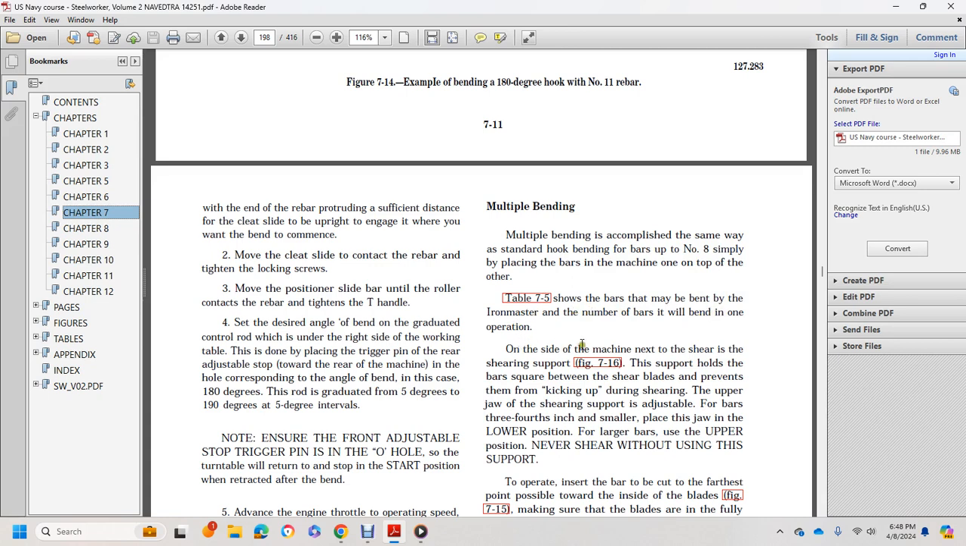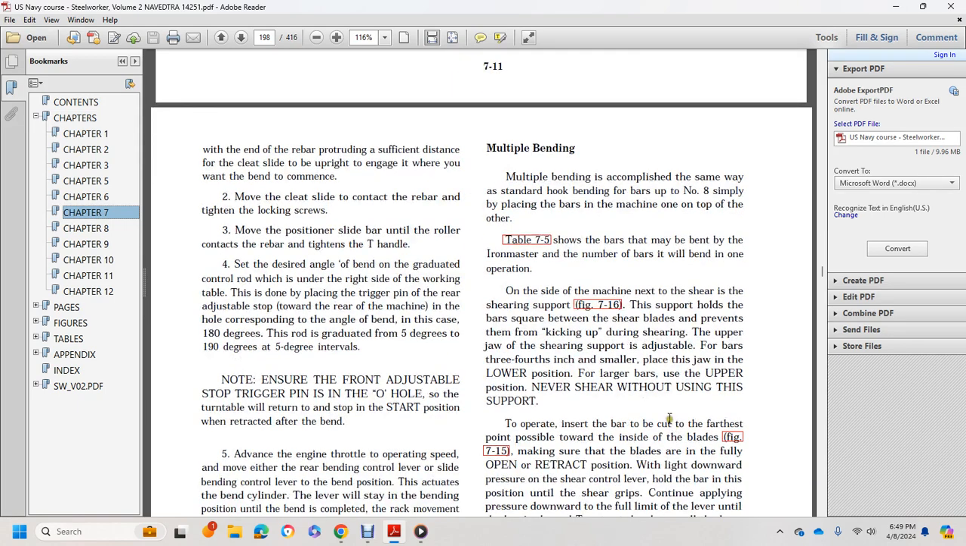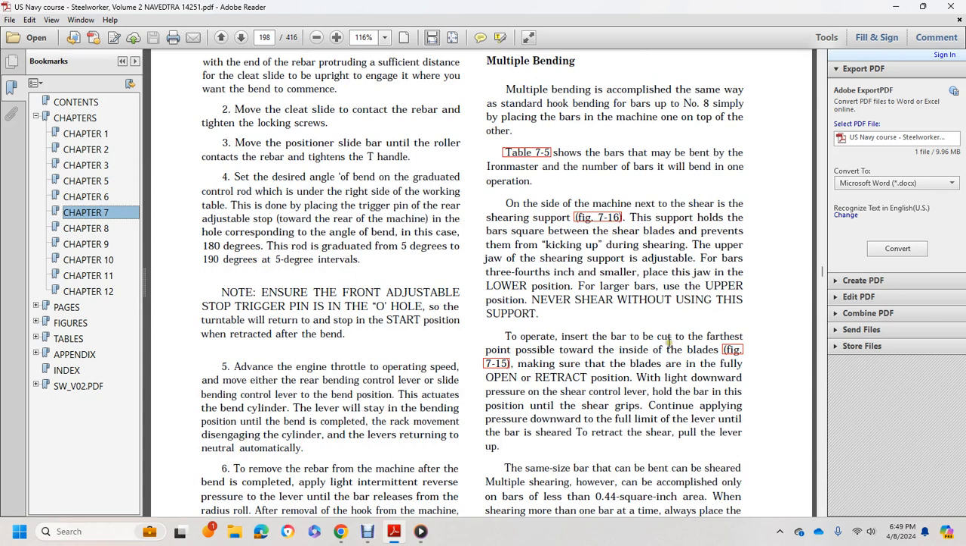On the side of the machine next to the shear, the supporting figure 716 supports hold the bar square between the shear blades, which prevents them from kicking up during the shearing. The upper jaw of the shearing support is adjustable. For bars 3/4 of an inch and smaller, place the jaw in the lower position. For larger bars, use the upper position near the shear, without using the support. To operate, insert the bar as far as possible over the inside of the blades, making sure the blades are in the fully open and retracted position.